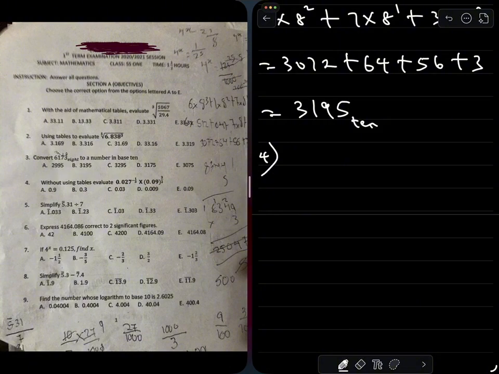Without using tables, evaluate. Why did you have to clear your throat? Didn't you have lunch? Haven't you had lunch? Let's go.